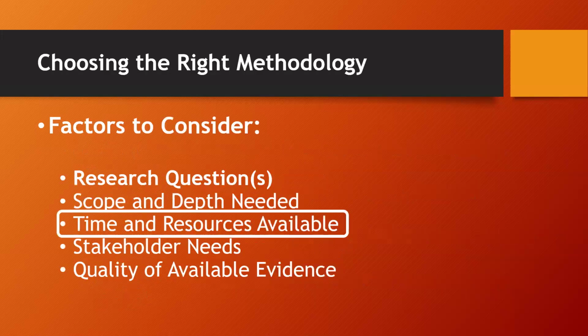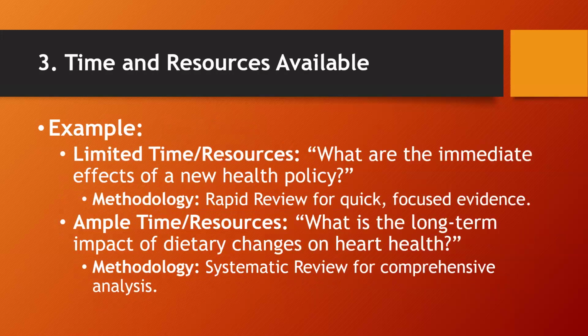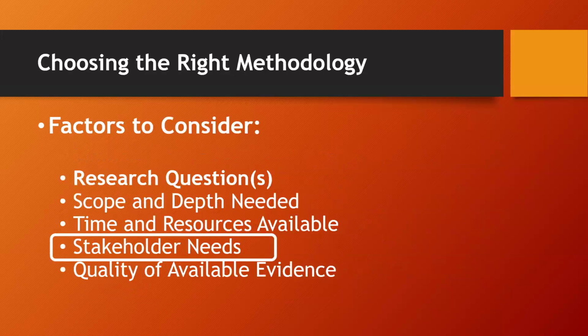Another one is the time and resources available. Systematic review needs lots of time and lots of resources. So if you have limited time, then you can use a rapid review. And if you have lots of time, you can do a systematic review. Another one is the stakeholder need.